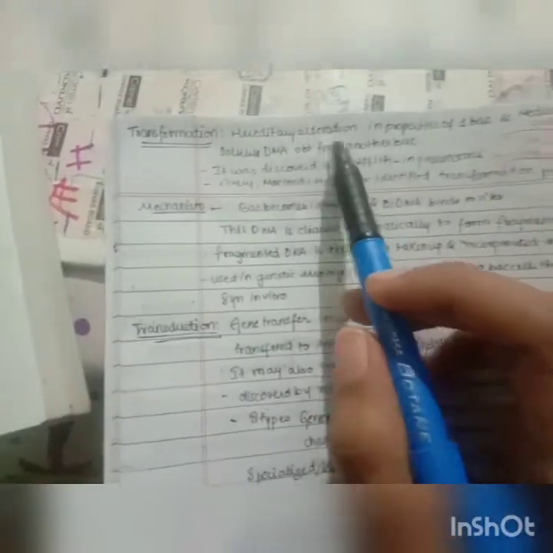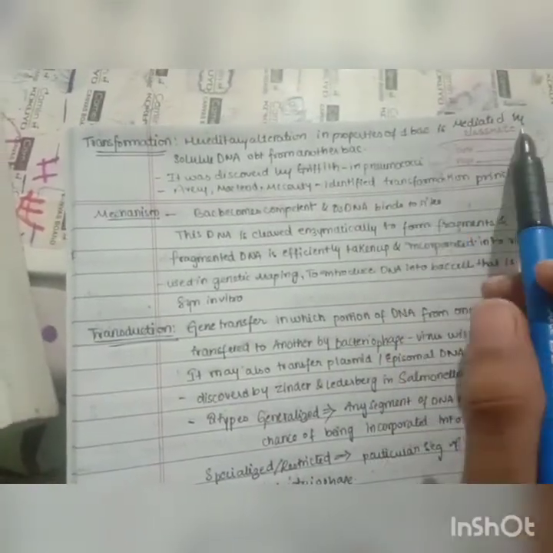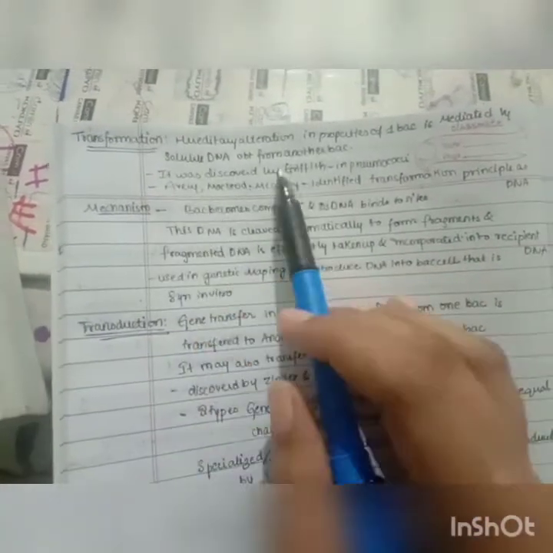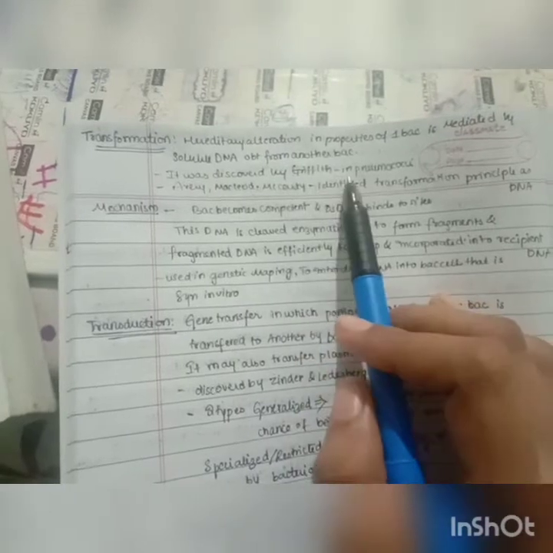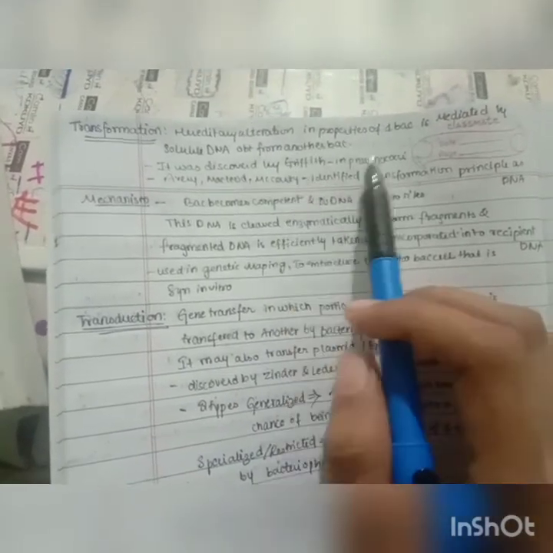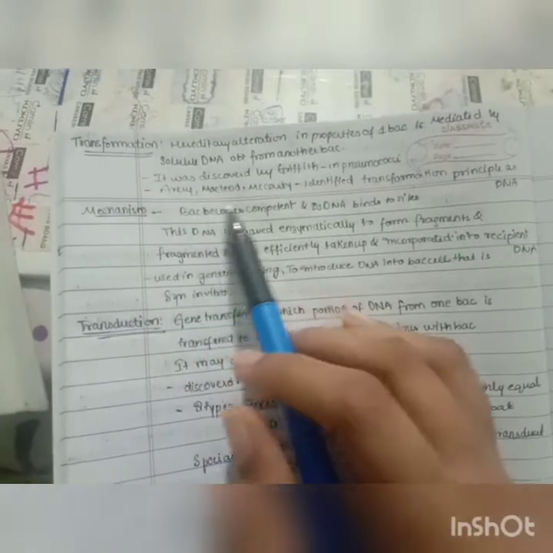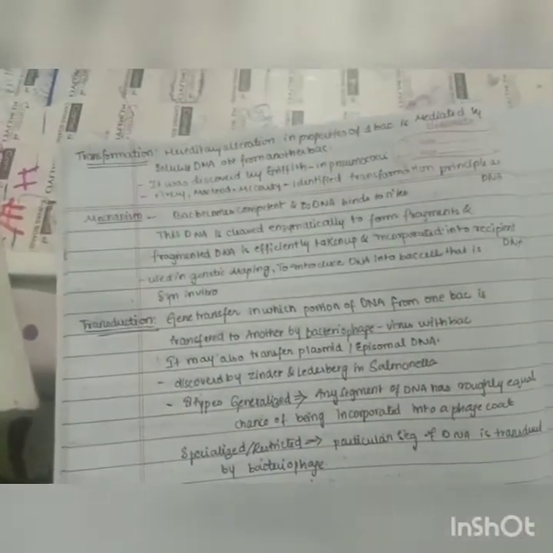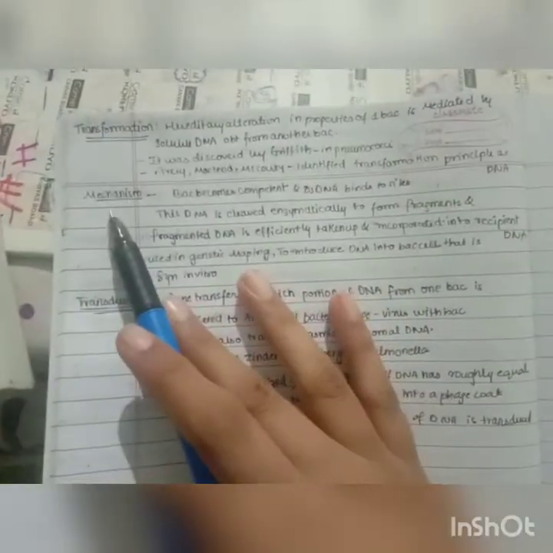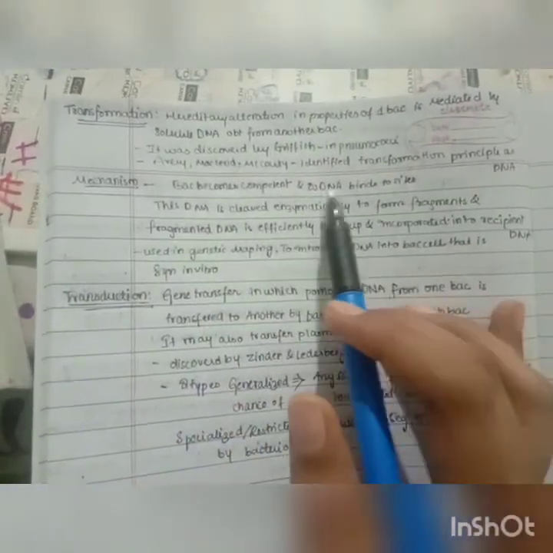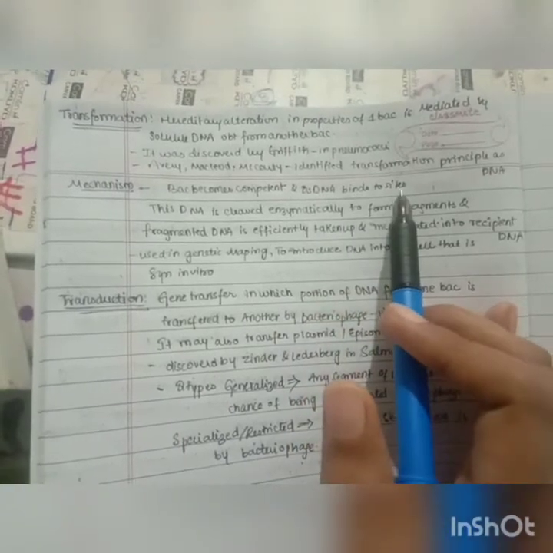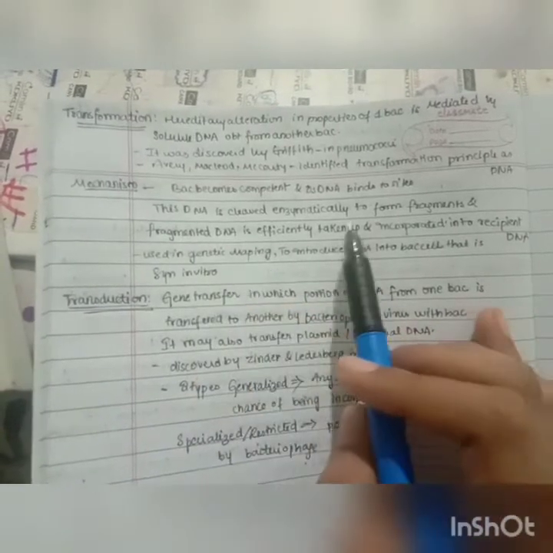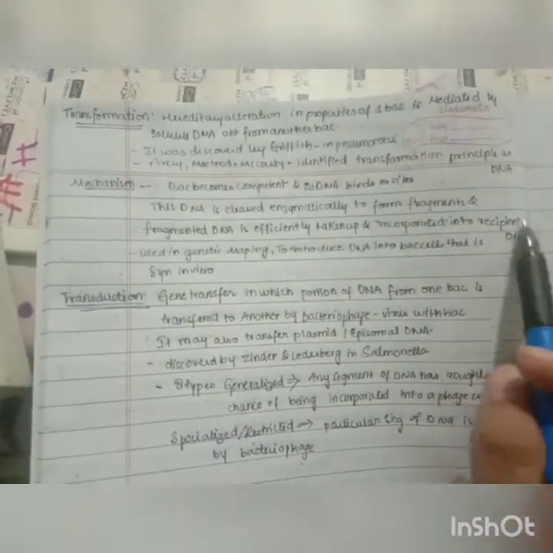Transformation is a hereditary alteration in the properties of one bacterium, mediated by soluble DNA obtained from another bacterium. It was first discovered by Griffith. He did experiments on mice using pneumococci, and Avery and McCarty identified the transforming principle behind this. The principle is DNA. And next, the mechanism. The bacteria becomes competent and double-stranded DNA binds to the sites. This DNA is cleaved enzymatically to form fragments, and the fragmented DNA is efficiently taken up and incorporated into the recipient DNA.